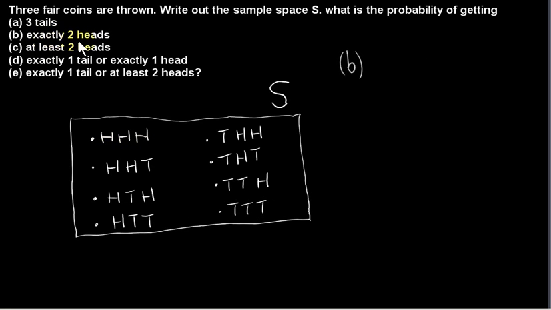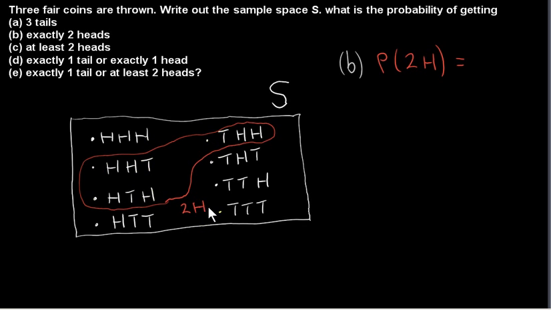What is the probability of getting exactly 2 heads? So we look at all the outcomes that consist of 2 heads. I will call the event getting exactly 2 heads 2H. So the event 2H occurs when one of these 3 outcomes occurs. To get the probability of this event 2H, we just count up the elements in it. We see that there are 3 elements in it, and we divide by the number of elements in S, which is 8.